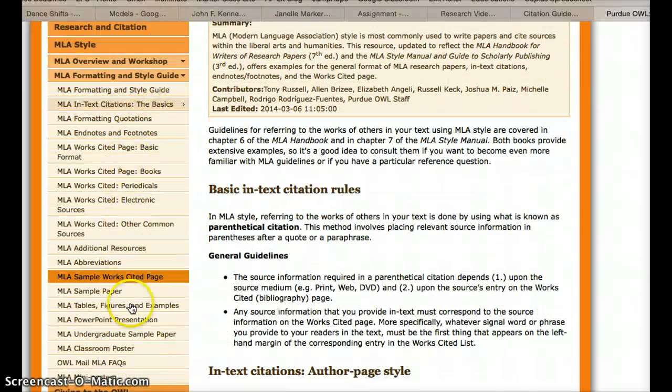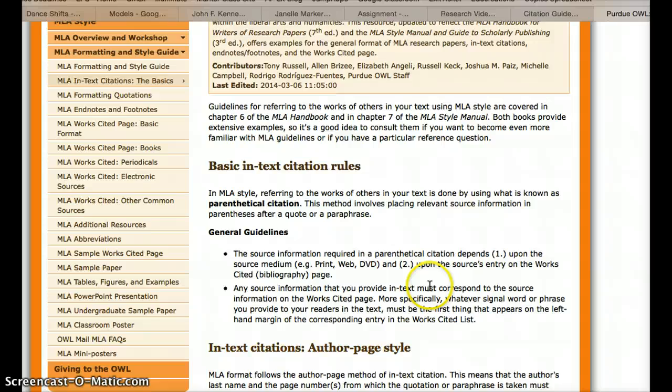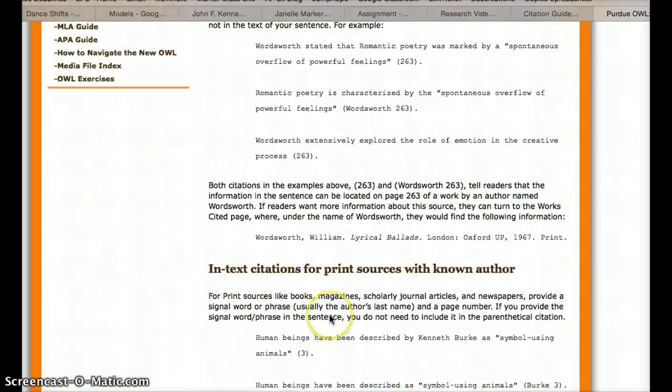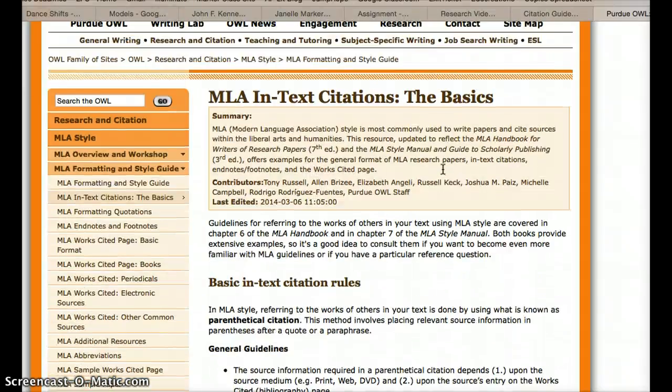And it's got all this information about, oh, well, you need to do a works cited page for basic format and for books and periodicals, which is like a newspaper. And I've linked you to this specific spot that tells you about in-text citations. It'll tell you about how to do them for a book. It'll tell you how to do them for a specific type of website. If you have any questions, you can always go there.